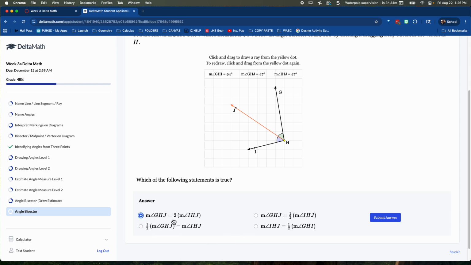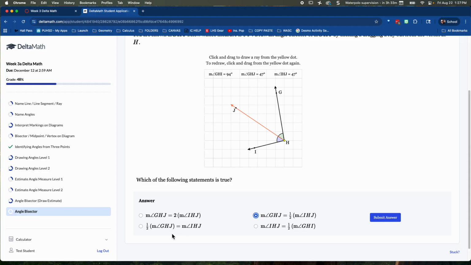So we have here GHJ, that's just the green. And then I have IHJ, that's the purple. Is 2 times the purple equal to the green? That's not true. They should be equal to each other. So that one can't be true. Let's look at the next one. GHJ, that's the green. IHJ, that's the purple. They should be equal to each other, not half of the other.